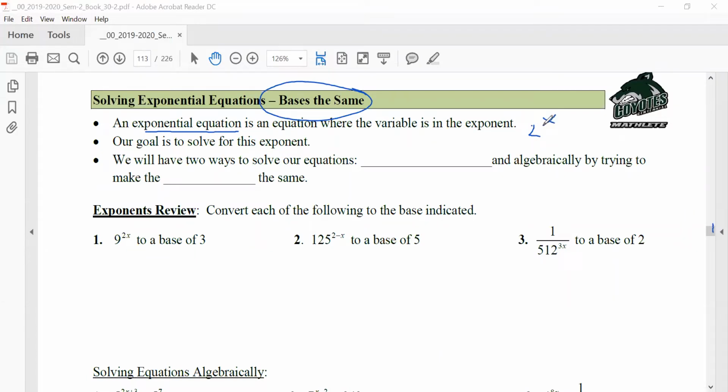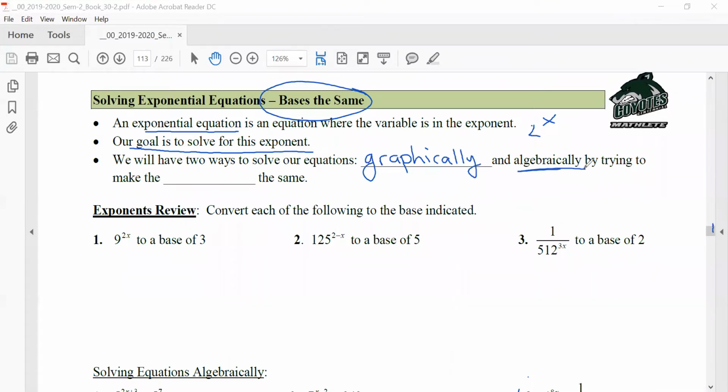Remember before the break, we tried to graph these things and play around with them? Our goal is we want to solve for that exponent, because the unknown's that exponent. So we're going to have two ways to do this. Remember what I've said a million times? If you're not cheating, you're not trying hard enough. First thing you should always do is try to solve it graphically.